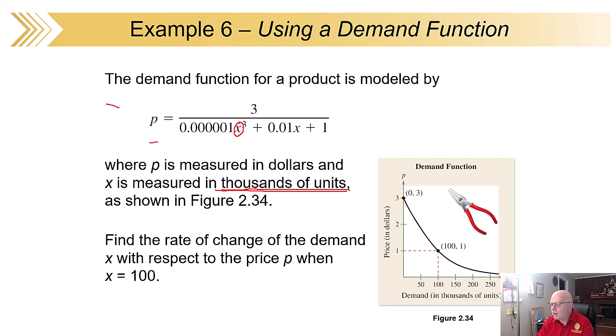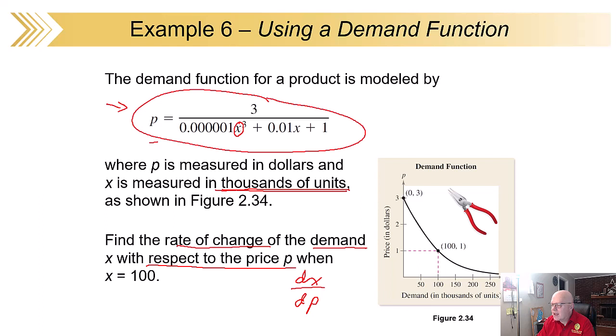We've got a small problem here. We don't have this in terms of y, or in this case, we want the rate of change of the demand, that's x, with respect to p. So what we want is dx/dp. You have to figure this out. dx/dp is what you need. So dp is what we're differentiating with respect to. So we're going to take this equation and find dx/dp.